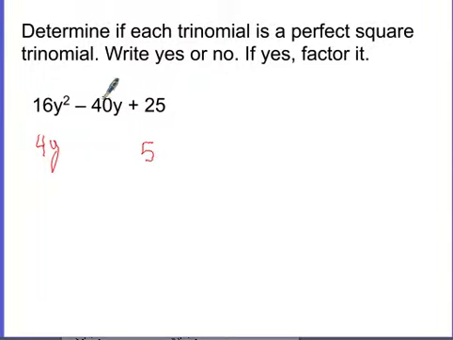Well, no, because it's minus. Negative 5. So 4y... yeah, you can. But it's not going to be two positives. We're going to have a minus, right? If we take 4y times negative 5, we get negative 20. And then 2 times negative 20 would be minus 40. So this one works as a perfect square trinomial. So this is a yes.